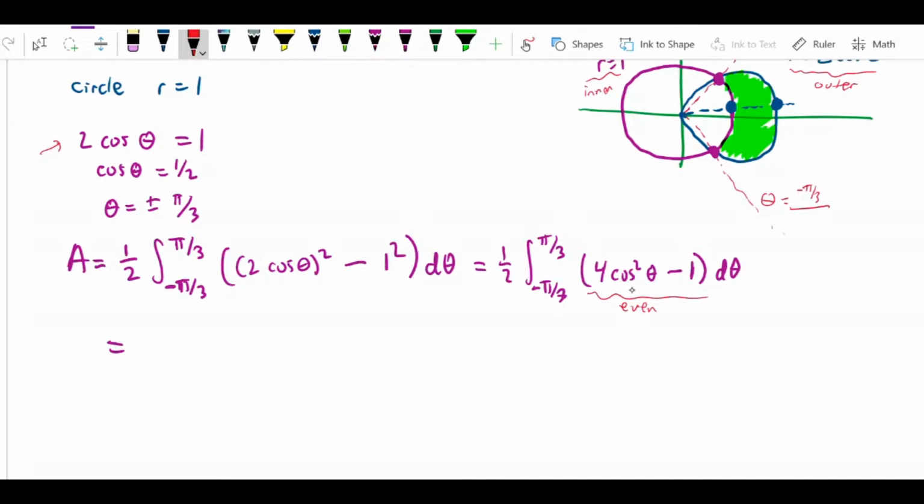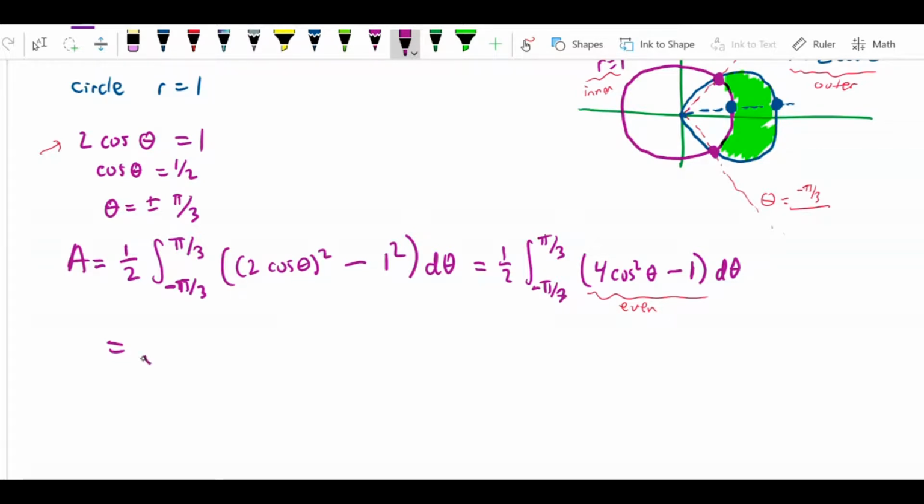So if I plug in theta and negative theta, I get exactly the same values when I plug them into 4 cosine squared theta minus 1. So this is an even function, and I can simplify this a bit by doubling the integral and changing the lower limit to 0. Recall that from really the very first lecture that we had.